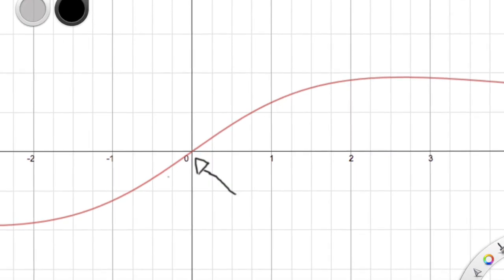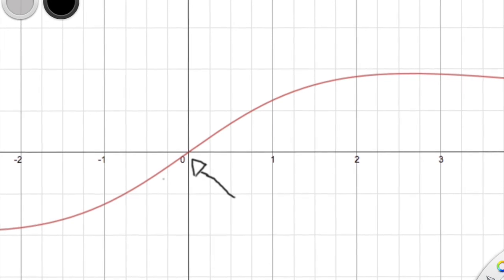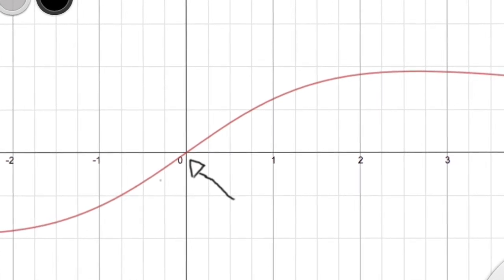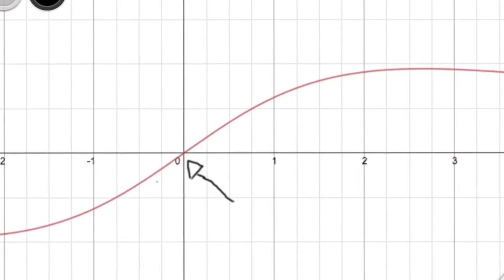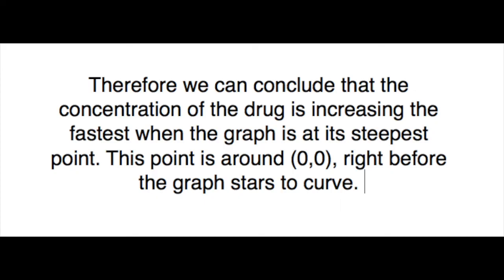We have now proven that the steeper the line is, the higher the slope, and therefore the highest slope in this graph is right before it starts curving, as shown by the arrow above. Let's conclude this question with our therefore statement.